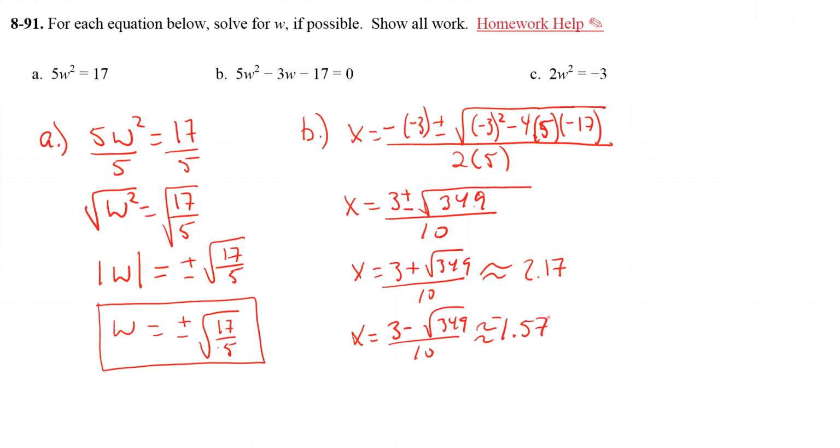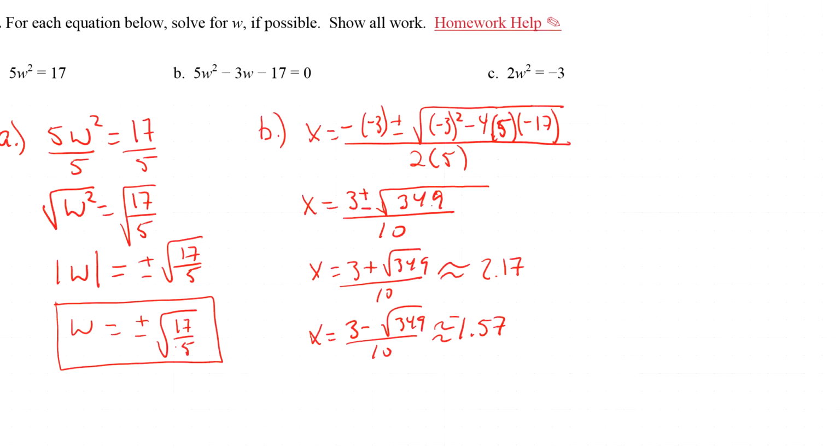Remember, typically when we're rounding these solutions for the quadratic formula, we usually do 2 decimal places. It's just something typically you see.